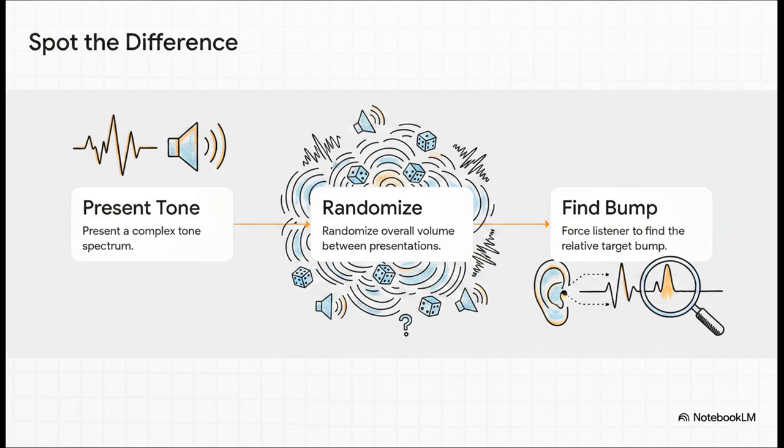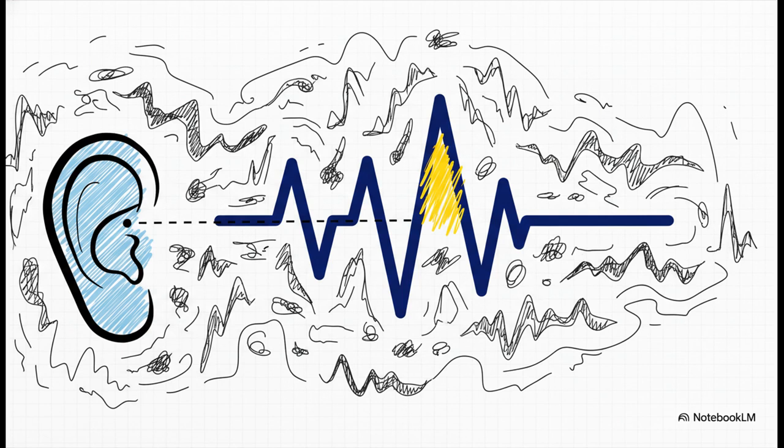Listeners had no choice but to ignore the total loudness and exclusively scan for that relative internal shape. And you know what? The results definitively proved our auditory system is custom-built for this. Listeners can naturally and easily detect tiny decibel changes between frequencies. They successfully found that target bump even while the overall volume was jumping wildly up and down.